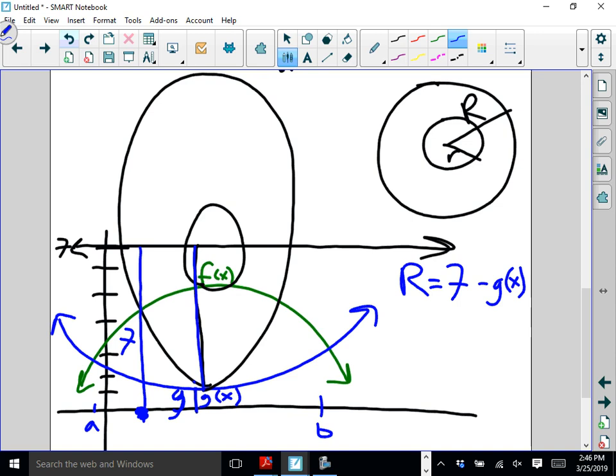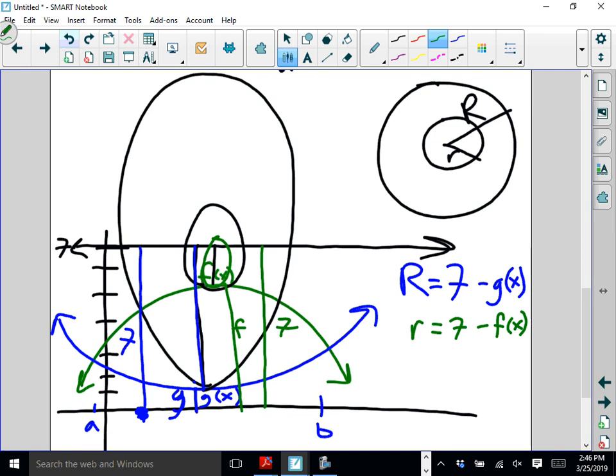I'm going to do the same process for little radius here. This little radius, this distance right here. Again, this distance is 7. This distance is f of x. Therefore, this distance is 7 minus f. So little r is 7 minus f. So whenever we revolve a region above, right, we're going to have to do some subtraction here. We'll take the number and subtract away the function to get the remaining little piece.